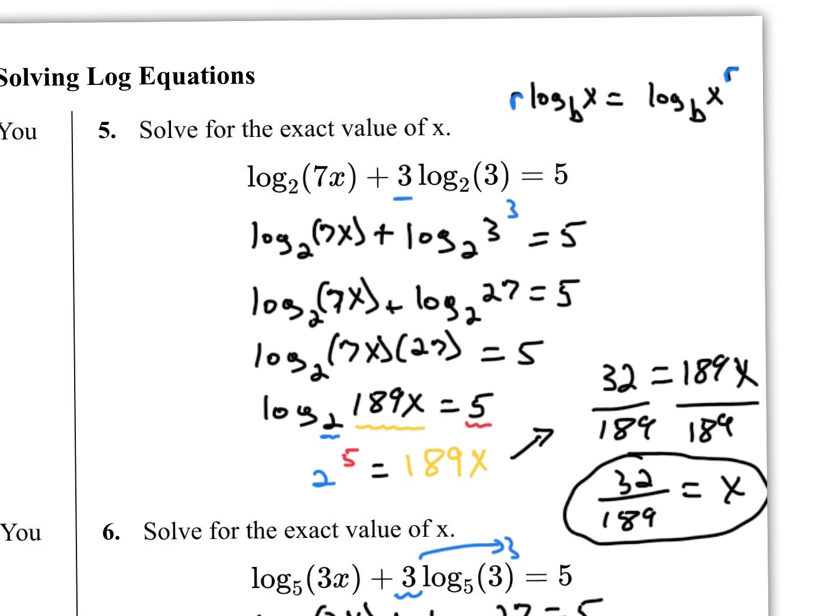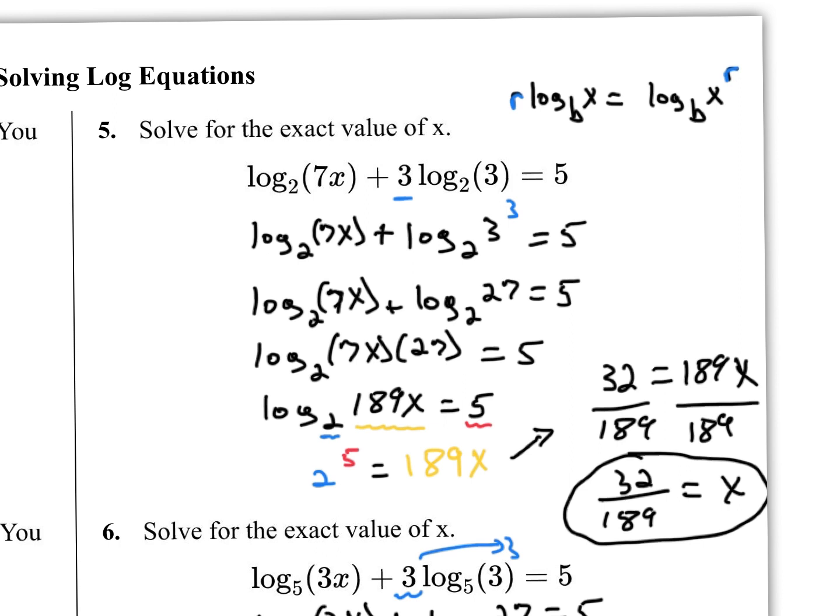So now our log base 2 of 7x plus log base 2 of 27 can be written as log base 2 of 7x times 27. And that has to equal 5. So now we're going to go ahead and do 7x times 27. You get 189x. So the log says the log base 2 of 189x equals 5.